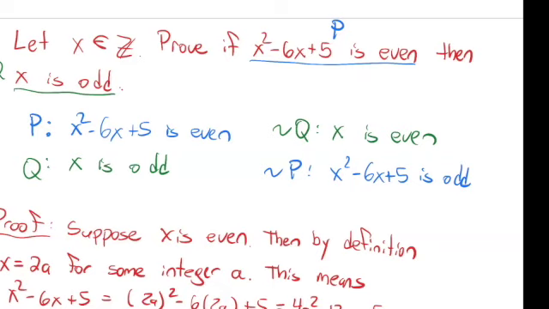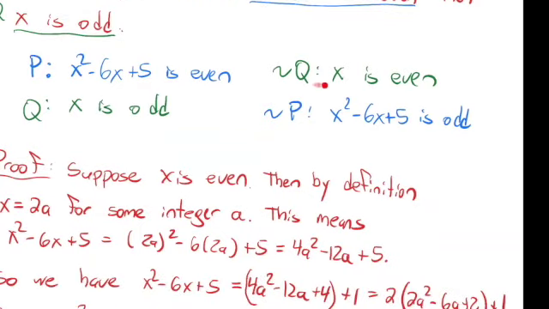And then what we want to do is prove if this, then that. So we start by supposing not Q is true. That's going to be the first step always when we're proving by contrapositive, is we suppose not Q. So in this case, we suppose that x is even. So then that means that it can be written as 2 times an integer.